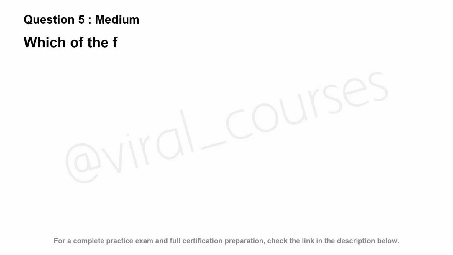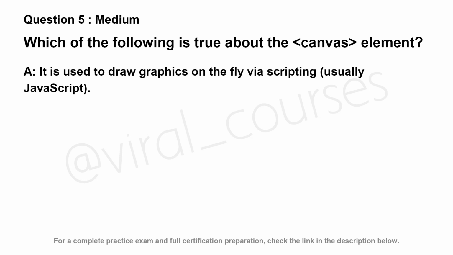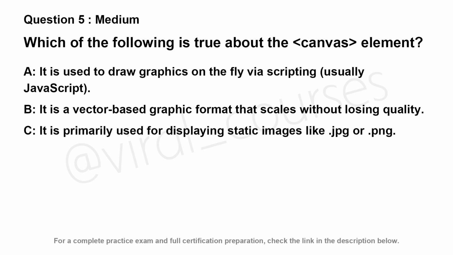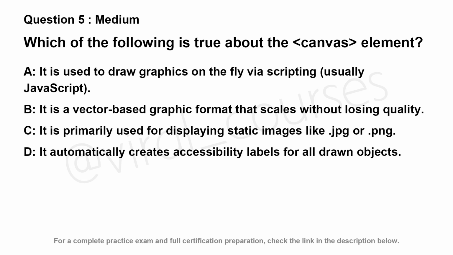Which of the following is true about the <canvas> element? Option A. It is used to draw graphics on the fly via scripting, usually JavaScript. Option B. It is a vector-based graphic format that scales without losing quality. Option C. It is primarily used for displaying static images like .jpg or .png. Option D. It automatically creates accessibility labels for all drawn objects.